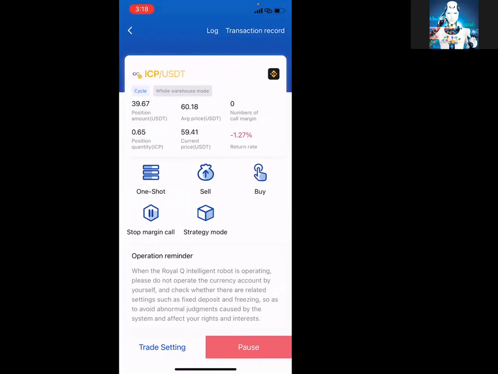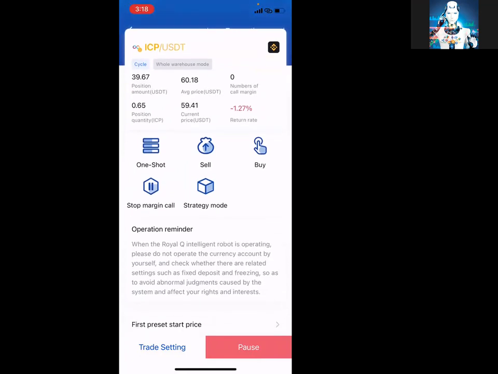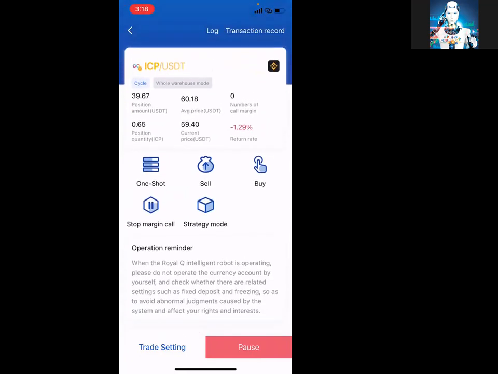So let's look at the features. Here, you can see the position amount. When you enter a transaction, your position amount tells you how many dollars from your account are involved in that transaction. You can see the average price. You can see here the current price of that coin. I actually bought the coin at $60.18, but the current price now is $59.35. You can see it's changing. Now, how many call margins? Meaning how many dips it has picked margins on. Now, what is the quantity? The quantity of the coin purchased with the amount of money you used in buying.